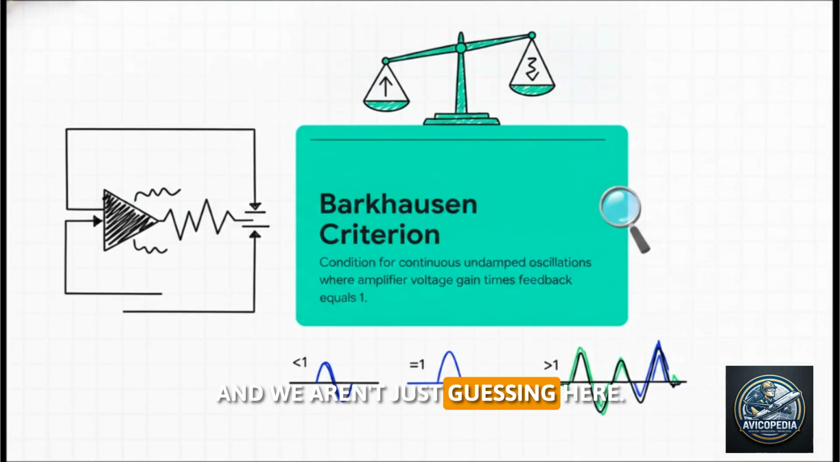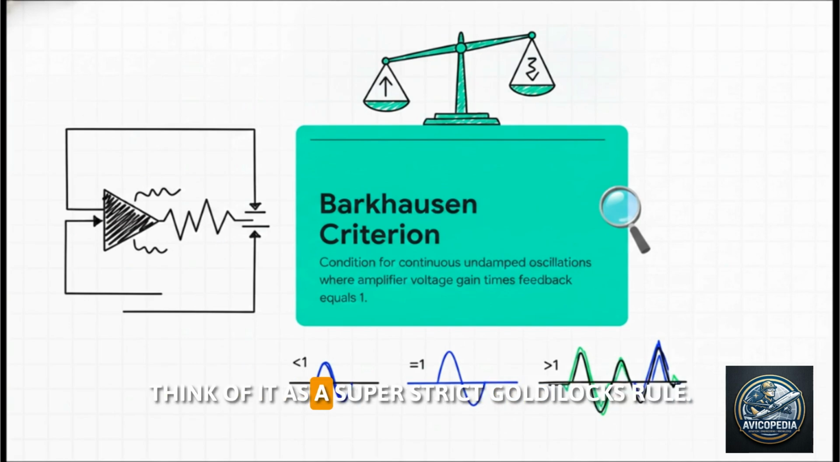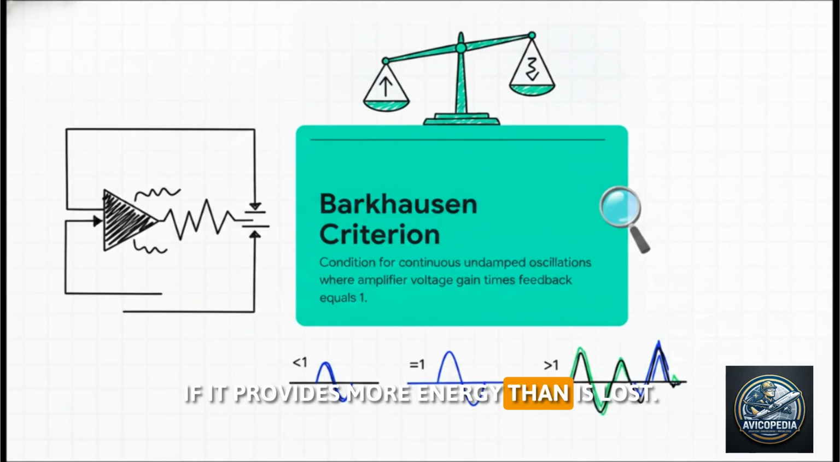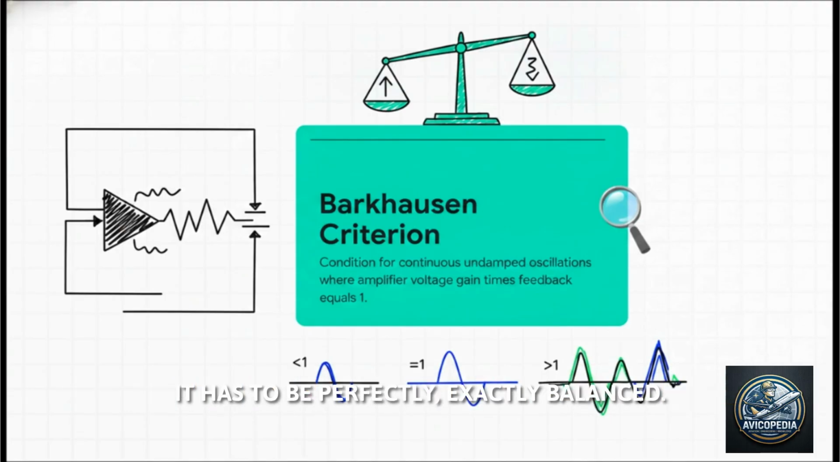And we aren't just guessing here. This is an exact science, governed by something called the Barkhausen criterion. This is the mathematical condition for continuous, undamped oscillations. Think of it as a super strict Goldilocks rule. If your feedback loop provides less energy than is lost, the wave dies out. If it provides more energy than is lost, the wave grows completely out of control and distorts. It has to be perfectly, exactly balanced.